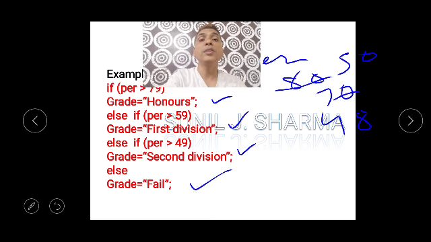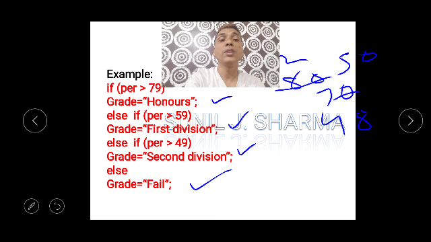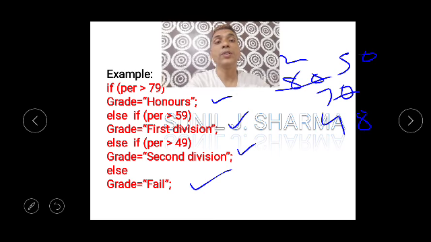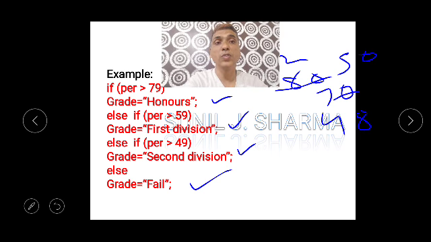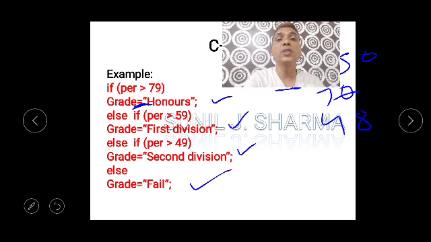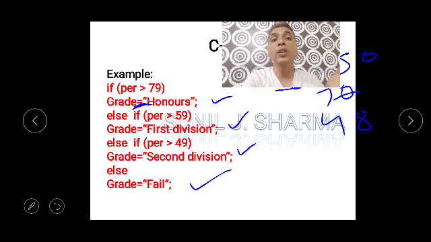So it depends upon your values, and this can be applied for all the students, whatever marks they scored. I hope you got this. This is also known as the else if ladder: if, else if, else if, else. So these statements are very important. We have if, then else if, else if, else.